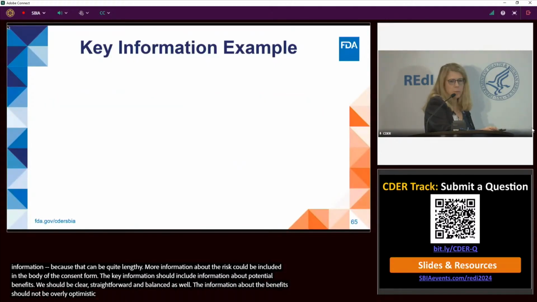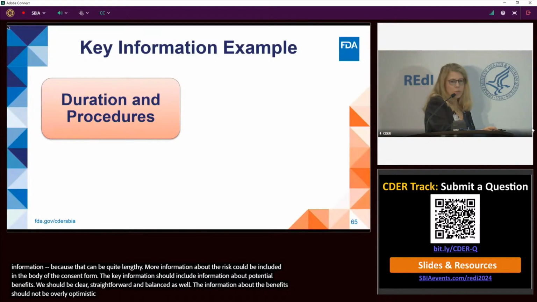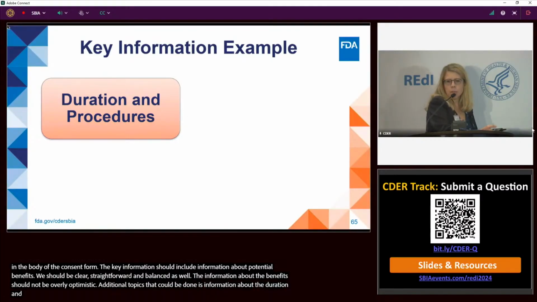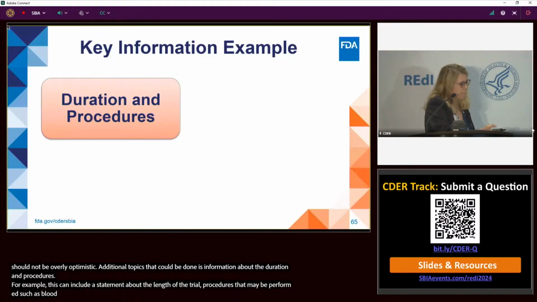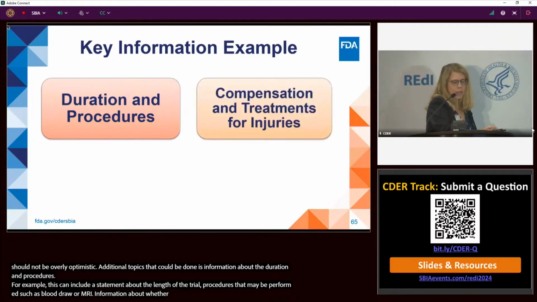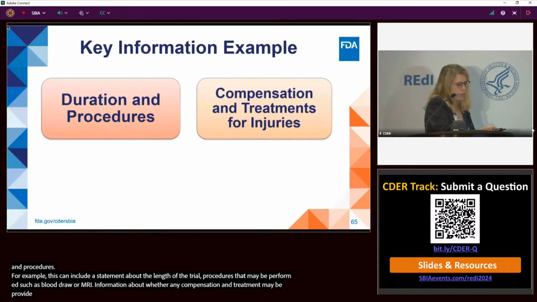Additional topics that could be addressed include information about the duration and the procedures. For example, this could include a brief statement about the length of the trial and procedures that may be performed, such as blood draws or an MRI. Information about whether any compensation and treatment may be provided if the person is injured also should be included. This statement could address whether the trial will cover treatments as well.